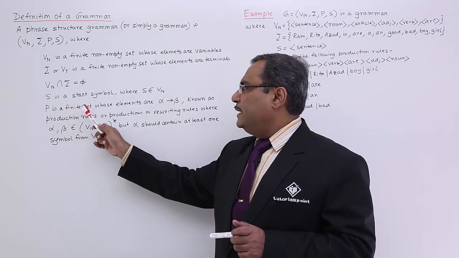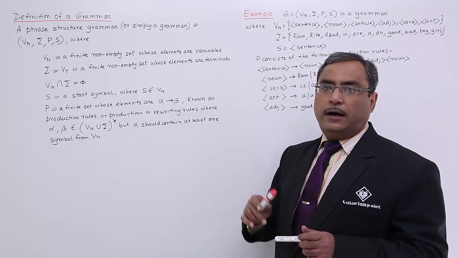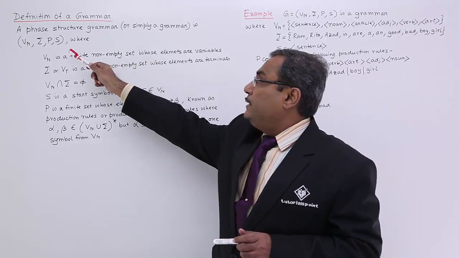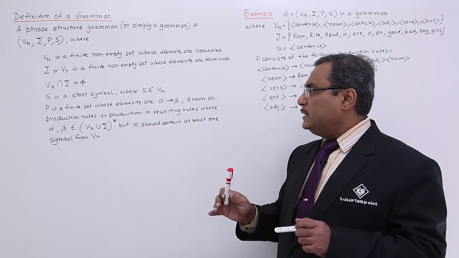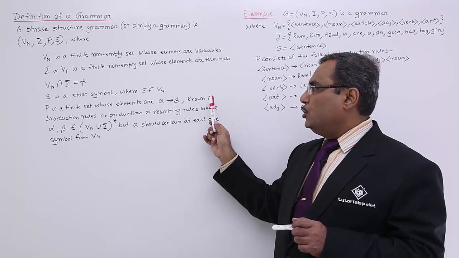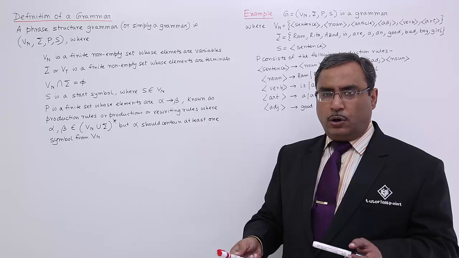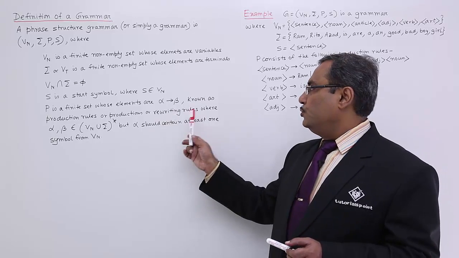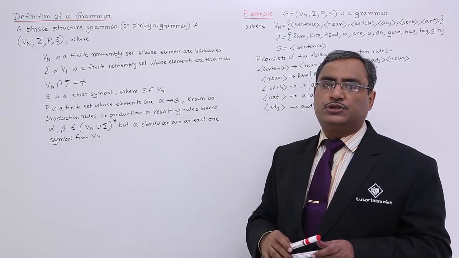P is a finite set whose elements are alpha produces beta. So, here we have this P. P is a finite set whose elements are alpha produces beta, known as production rules or productions or rewriting rules, where alpha and beta belong to (Vn union sigma) whole star.